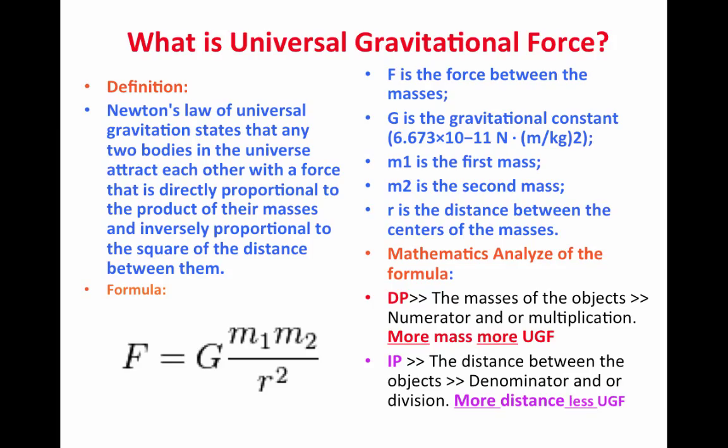Mathematical analysis of the formula. Direct proportional: the masses of the objects are in the numerator, in multiplication. That means more mass, more universal gravitation force. Inverse proportional: the distance between the objects is in the denominator, in division. Then it is inversely proportional. More distance, less universal gravitational force.